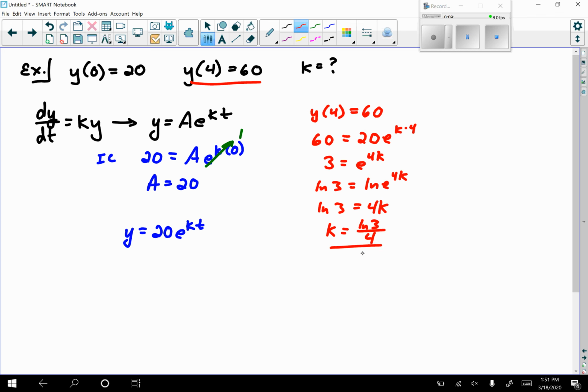So technically we answered this, but just to write out a solution as well, y is equal to 20 times e to the (natural log of 3 over 4)t. That would be our solution to this differential equation, but in this problem, it was only asking for the value of k.